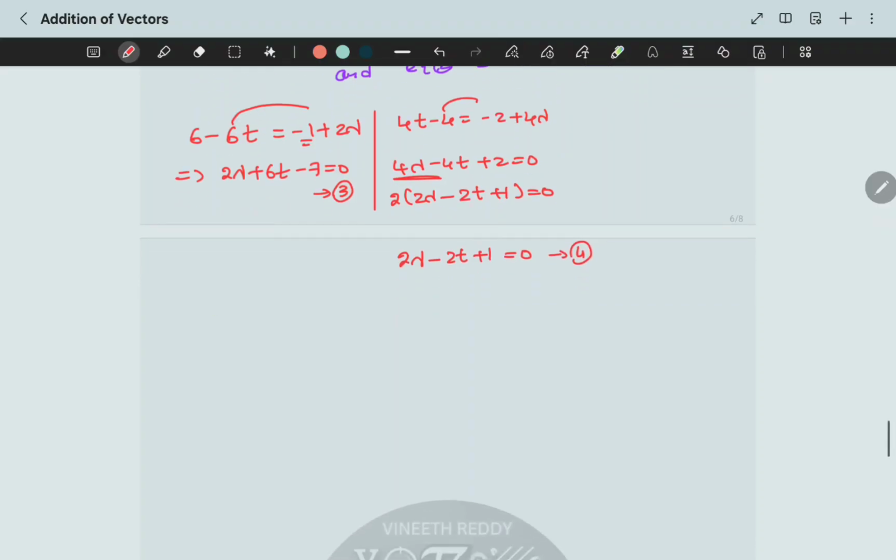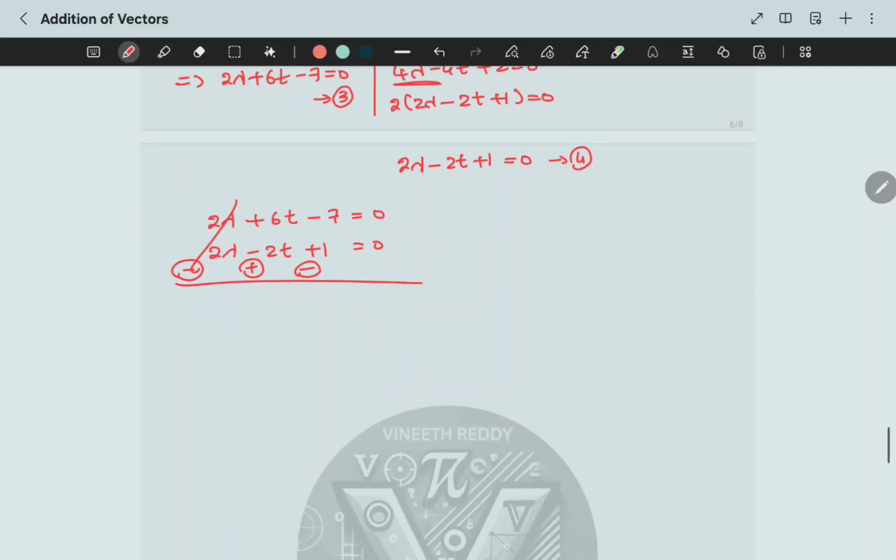Now we can solve equations 3 and 4 by the elimination method. 2 lambda plus 6t minus 7 equals to 0. And next we have 2 lambda minus 2t plus 1 equals to 0. Subtract it. So this gets cancelled. 6t plus 2t is 8t. See, whenever we have negative sign it becomes plus, and whenever we have plus sign it becomes minus. I hope you know this. So we get t is equals to 1.